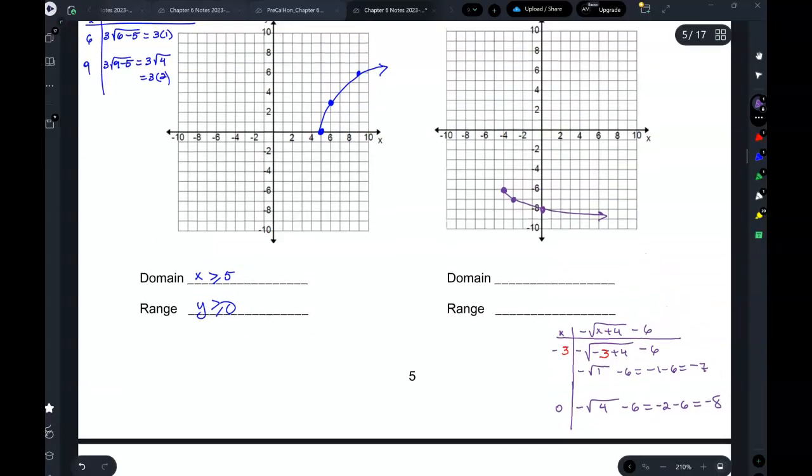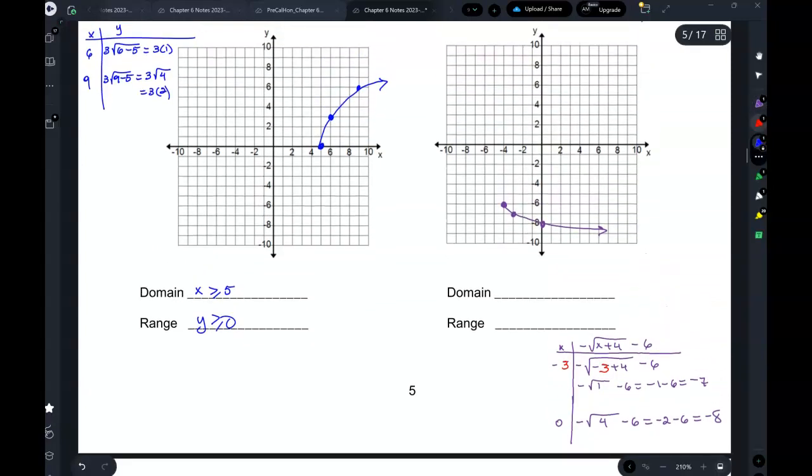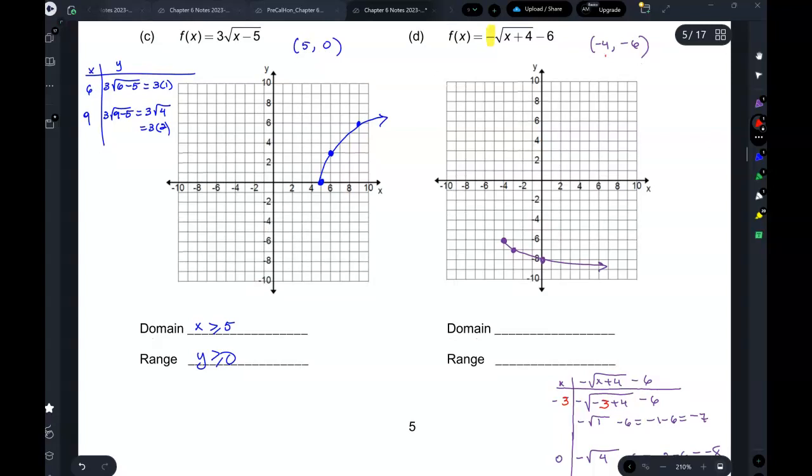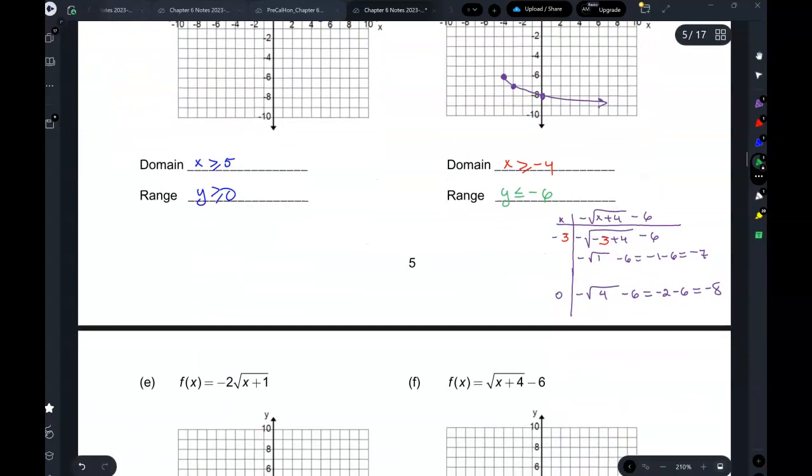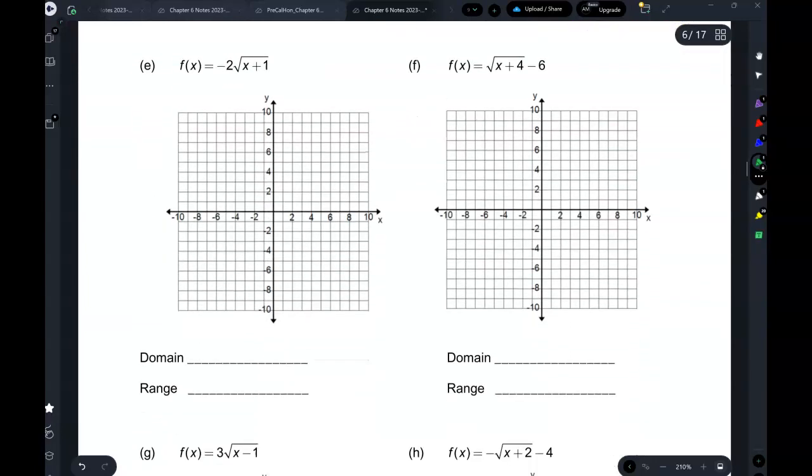Okay, now let's do domain. So this point was negative 4, right? So x is greater than or equal to negative 4. Okay, is y greater than or less than negative 6? Y is less than or equal to negative 6. All right? Okay, let's do one more and then we'll stop.